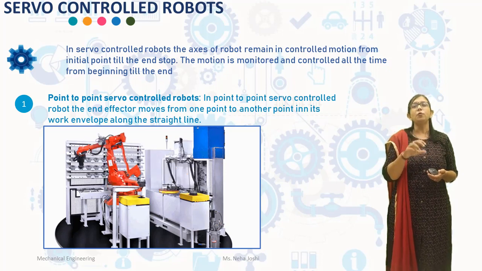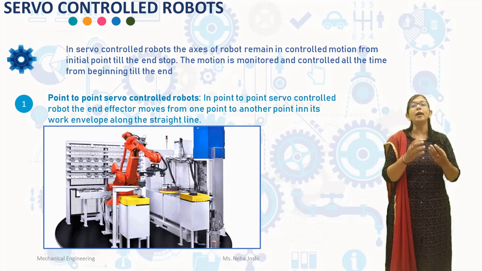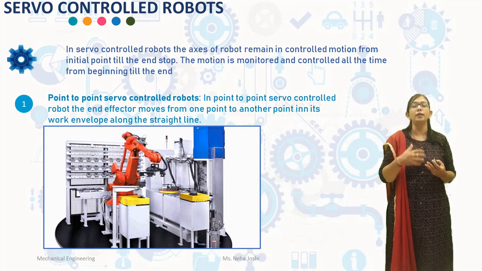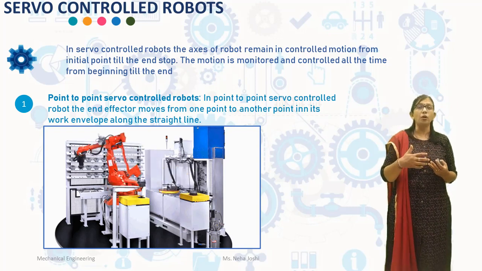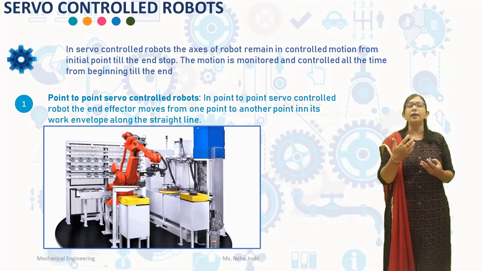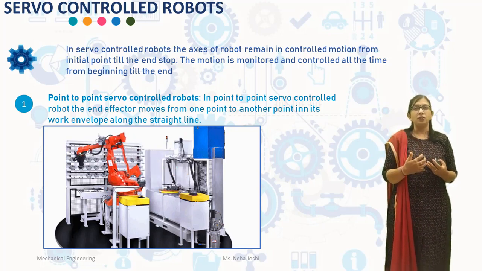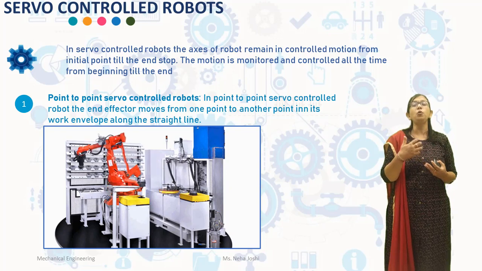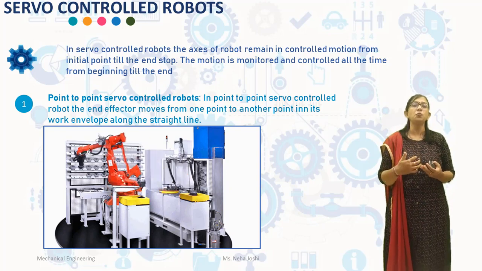Point-to-point servo control robots have a high load carrying capacity and long reach. Such robots are normally used in loading and unloading and material handling applications. Now here you can see point-to-point servo control robots which are used in material handling.